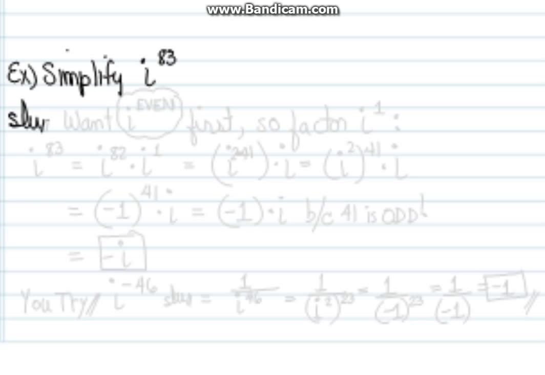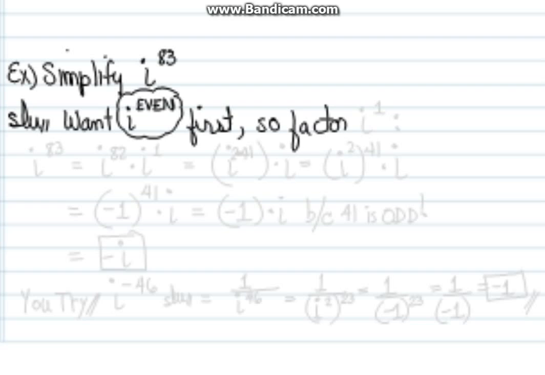Okay, so this problem has i to the 83rd power. 83 is an odd number. So we'll start out by noting that what we want is i to an even number, so we can rewrite it as i squared to some power. So the first thing we're going to have to do, since we don't have i to the even power, we're going to have to change i to the 83rd, and we're going to do that by factoring out i to the first power. So i to the 83rd power is equal to i to the 82nd power times i to the first power.